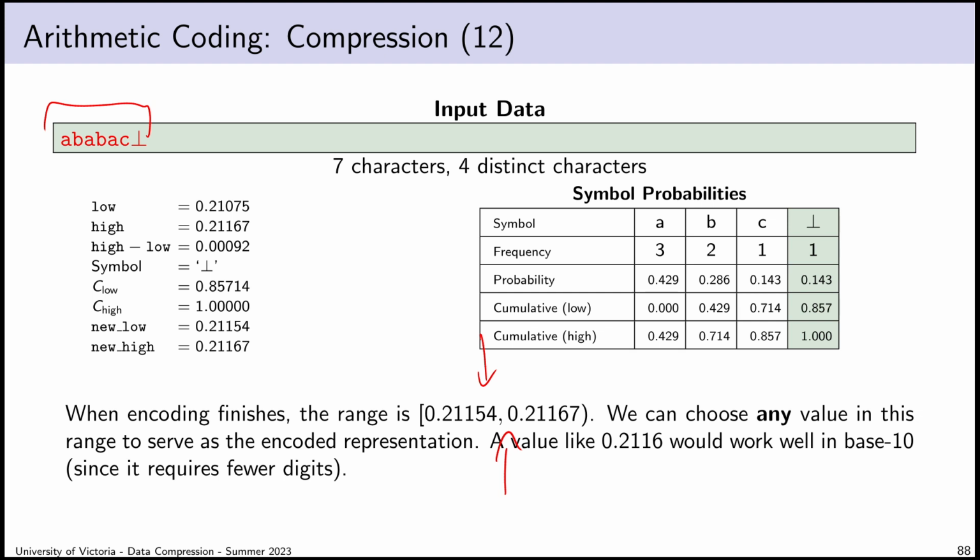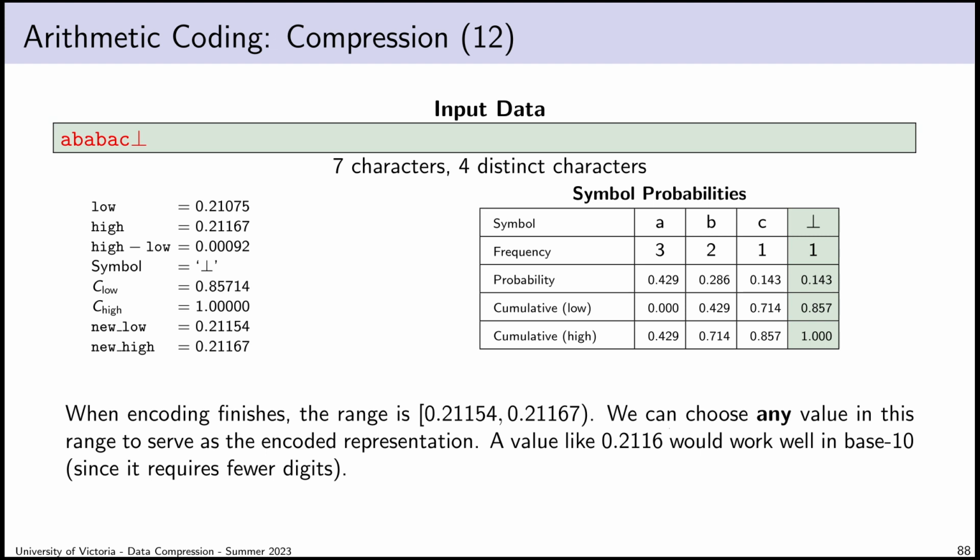And the trick is, the decompressor knows exactly how long my real message is because it goes up to but not including this thing. So I can choose literally any representative in that range as my encoded representation. So of course, what I do is choose something that's convenient to represent.